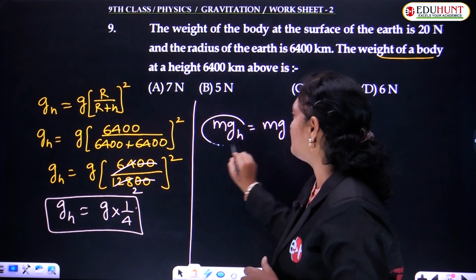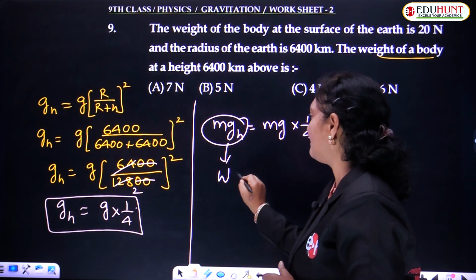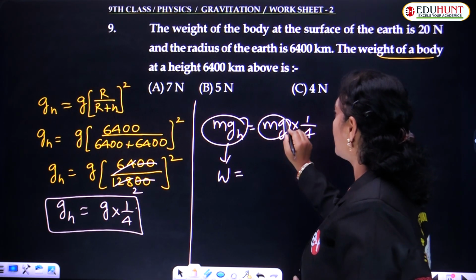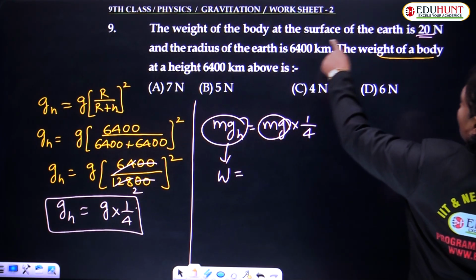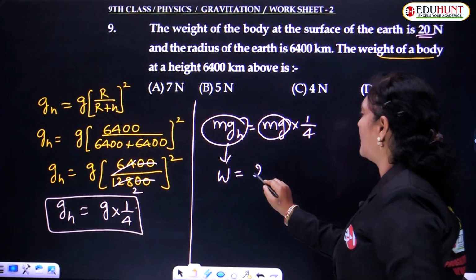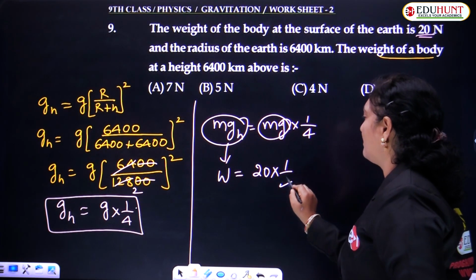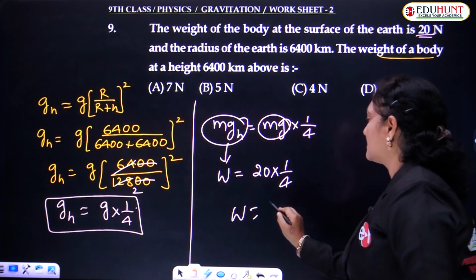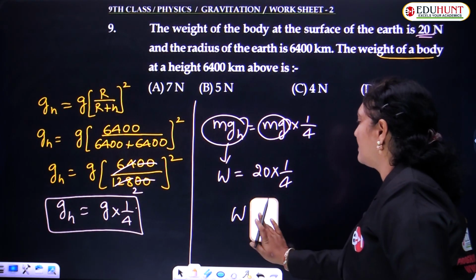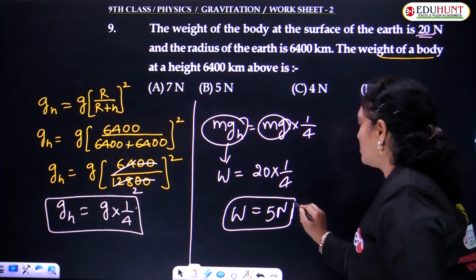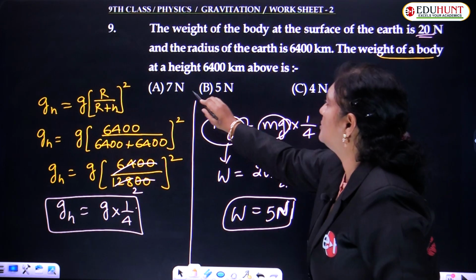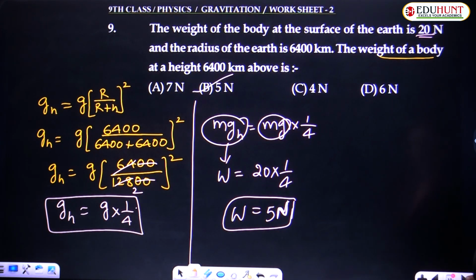What is mgh? mgh is nothing but the weight of the body at that particular height. mg is the weight of the body on the surface of the earth. How much was it given? The weight of the body on the surface of the earth is given as 20 Newton multiplied by 1 by 4. This is found to be 5 Newton, as 4 goes 5 times, children. So the correct option is 5 Newton. Option B.